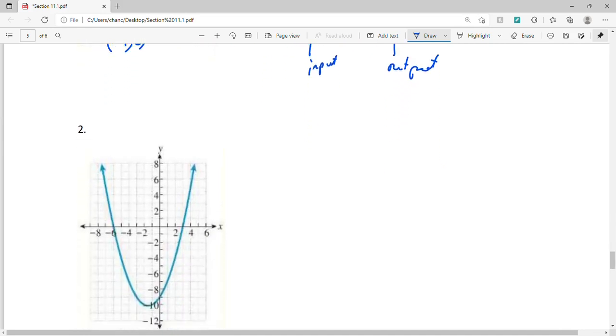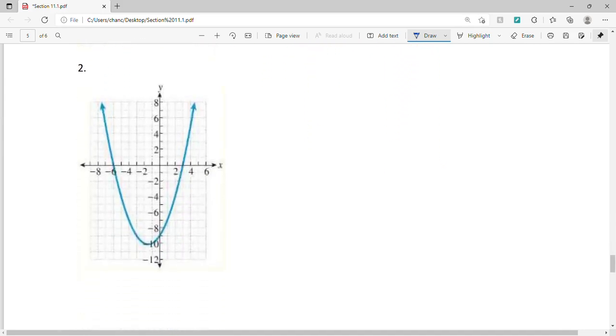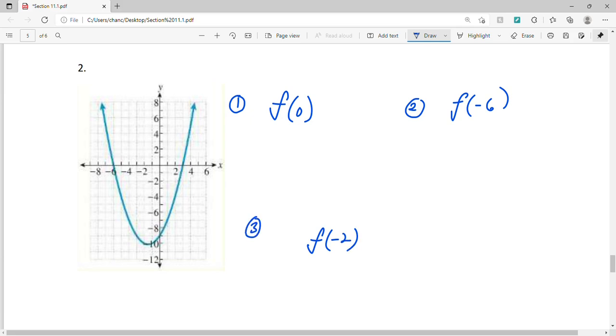Let's try it again for this example. I want you to do it on your own. Let's have you find f of 0. And we'll also let you find f of -6. And we'll do one more just for fun. Let's find f of -2. So take some time. Try this out on your own.